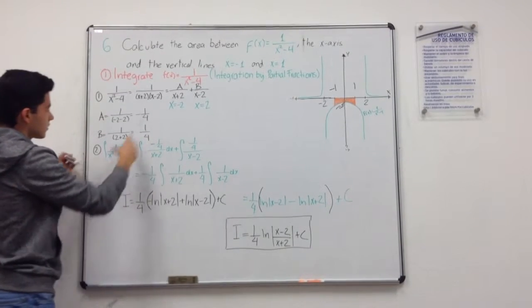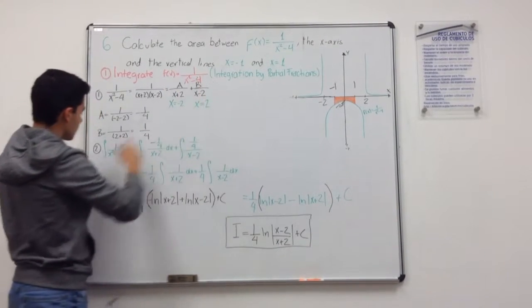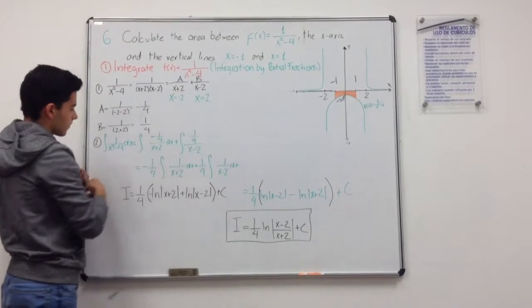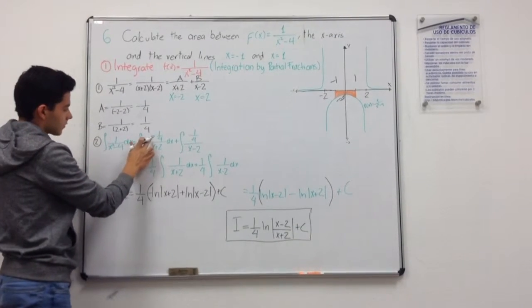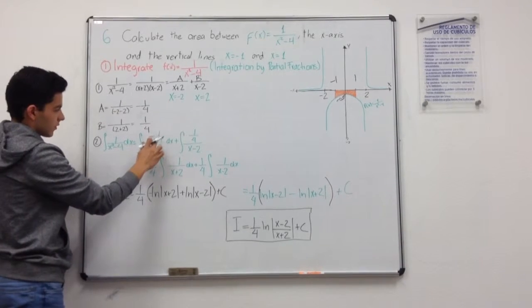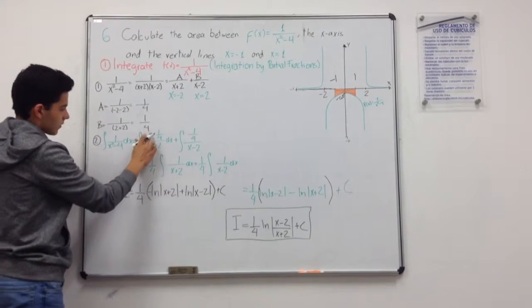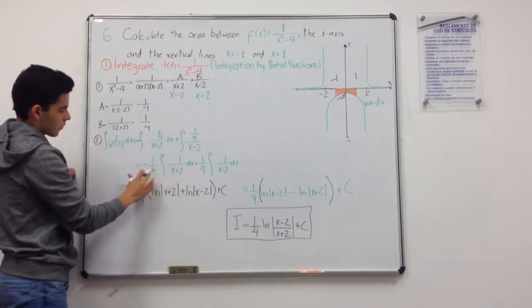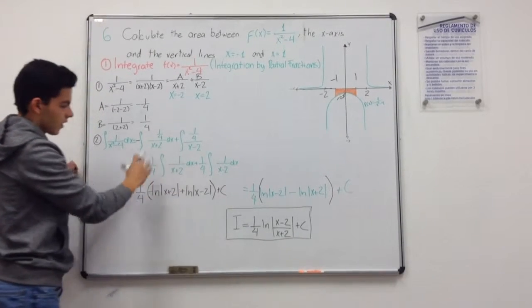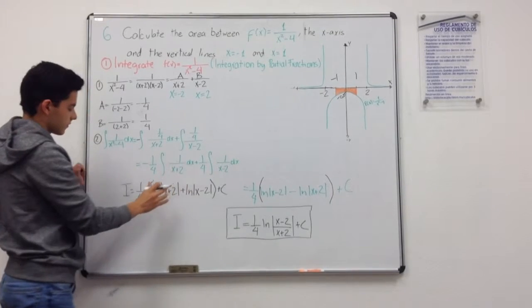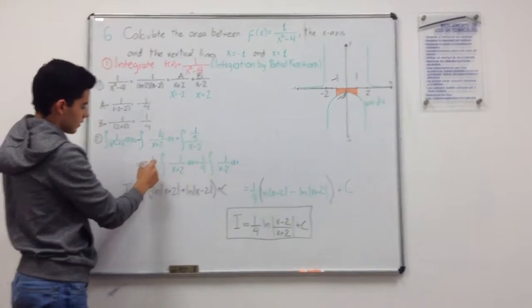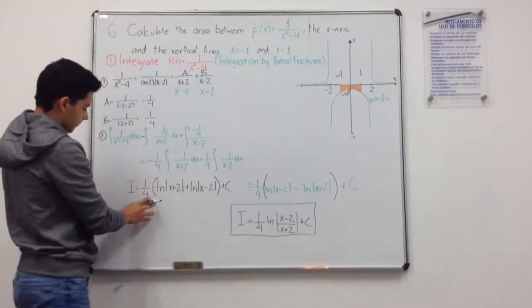We have to substitute these values in this function, and later we get the integral with the substituted values. We have to leave out the minus 1 quarter, and we get the integral with the minus 1 quarter left out of the integral. So we have to integrate this function with the 1 quarter out.